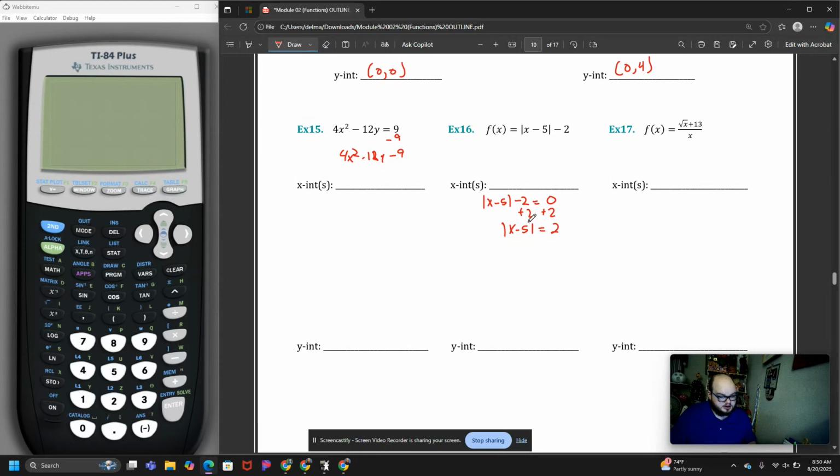The important thing to note with these absolute values is, just like a quadratic, you have 2 answers. You have a positive 2 and a negative 2 to test. Because remember, it could be negative in the absolute value and turn out positive, or it could be positive in the absolute value and turn out positive. So there's 2 options. So x equals 7 and x equals 3. So 3 and 7.